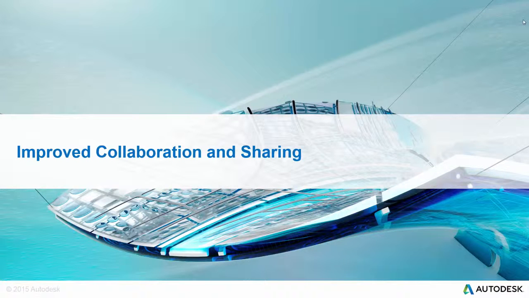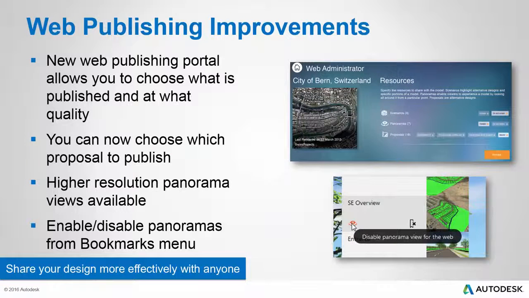The last area we're going to cover is improved collaboration and sharing. Hopefully you're aware that InfraWorks 360 has the ability to publish your models to the web in several different forms, making it easy to share them with anyone, anywhere. We've improved that capability by first adding this Web Administrator portal, which allows you to control what's being published to the web. And you can see your choices are scenarios, panoramas, and now proposals, which is another big capability that we've added. In the past, you could only publish the master proposal, but now we're giving you the control of publishing any proposal in the model that you wish.